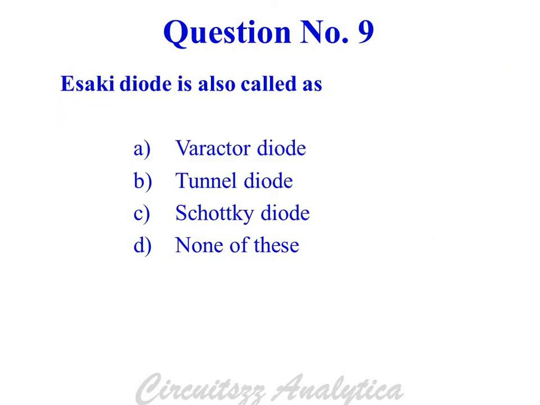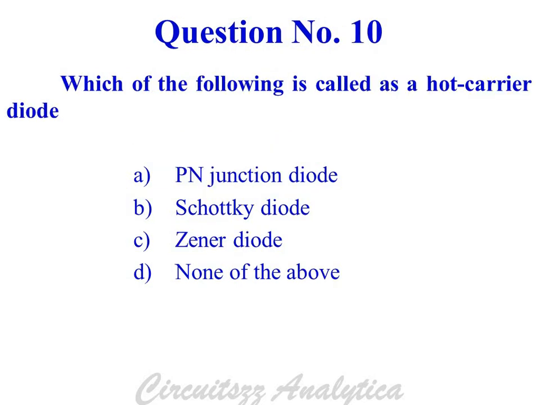A Esaki diode is also called as tunnel diode. Which of the following is called as a hot carrier diode? Schottky diode.